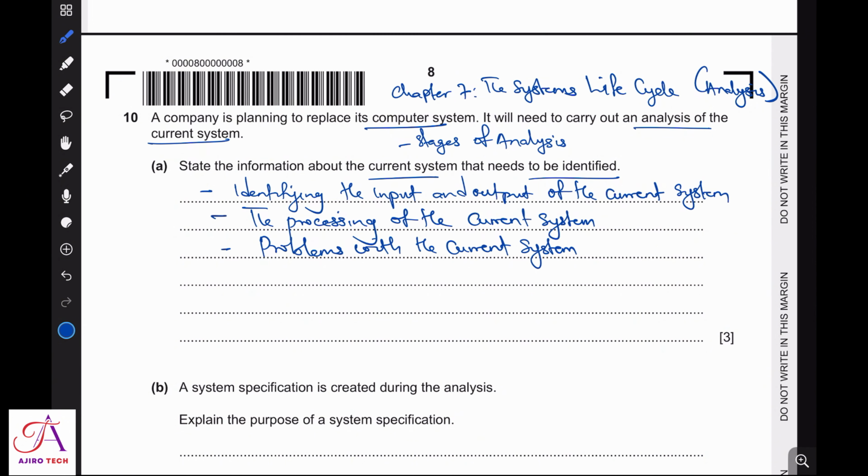It will need to carry out the analysis of the current system. Researching the current system. Now, if you put user requirements of the new system or information requirements, those ones are wrong, because we're talking about the current system, which is the old system, not the new system. So know how you put the stages.